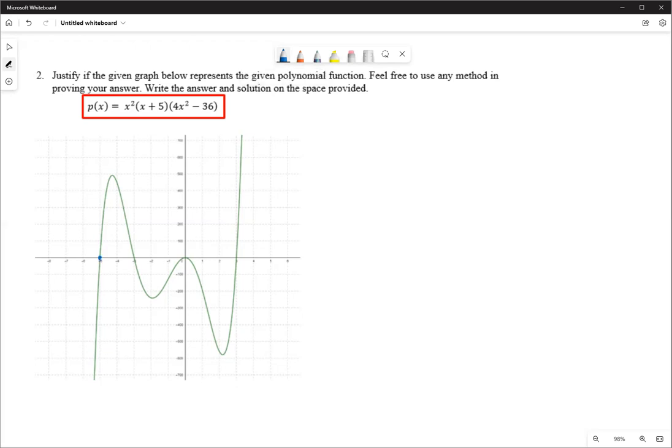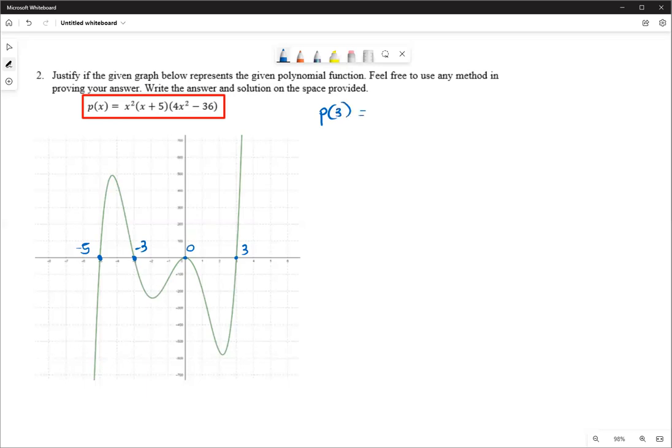The zeros are -5, -3, 0, and 3. Having these 4 zeros in the graph, let's apply the factor theorem and substitute them in our given polynomial function. Let's start with the first zero, which is 3. So substitute p of 3 into our polynomial function.